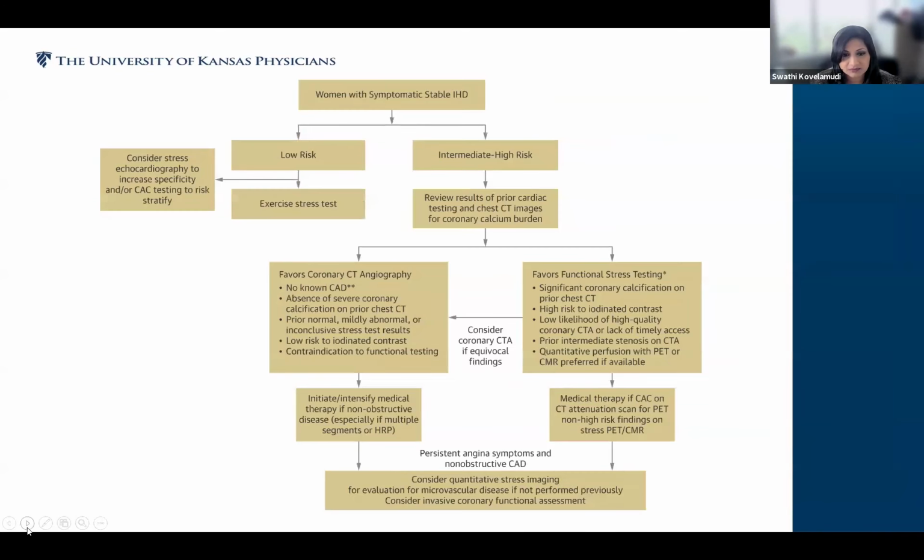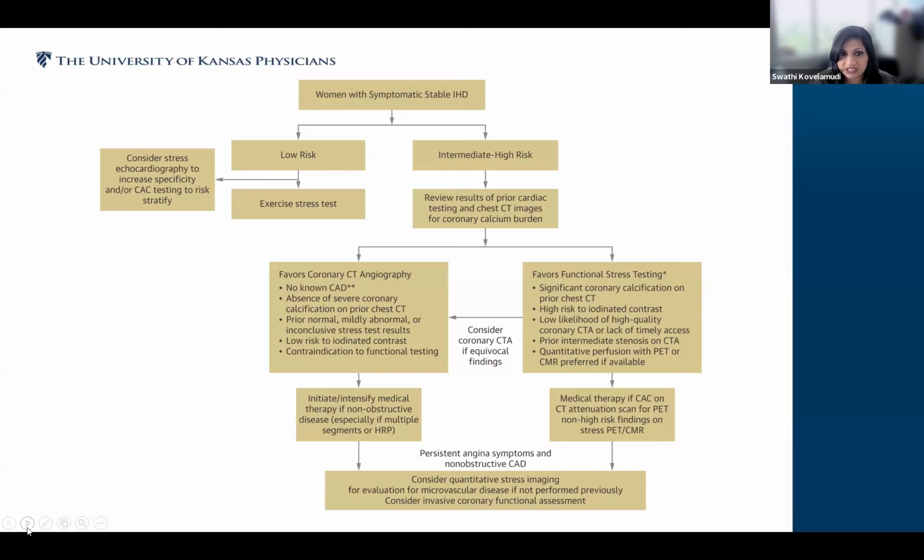So these are the current guidelines, about 2021 guidelines, on what to do in women that have symptomatic, stable ischemic heart disease. If they are low risk patients, and the risk can be assessed based off multiple cardiovascular risk calculators, which I'll go over in a bit, you can get away with exercise stress testing alone, that is no imaging, or just exercise stress echocardiography. And in these patients, you can also do coronary artery calcium scoring.